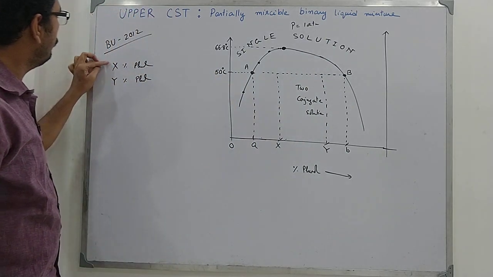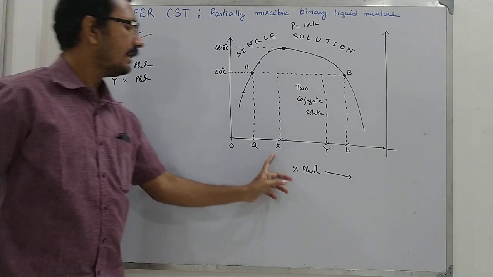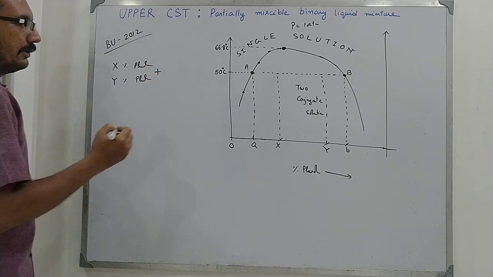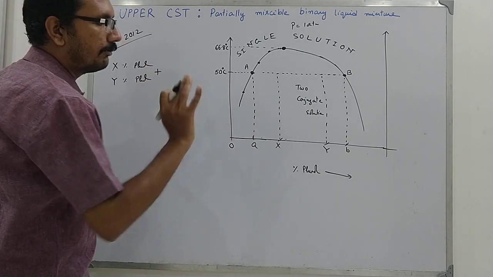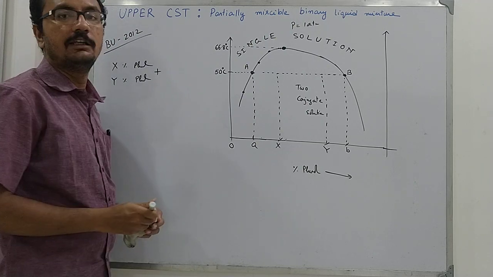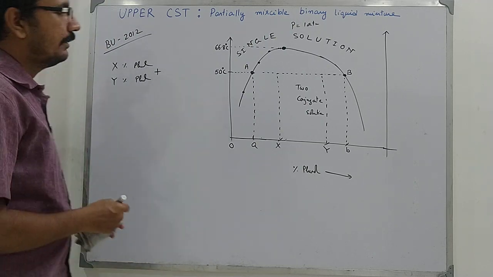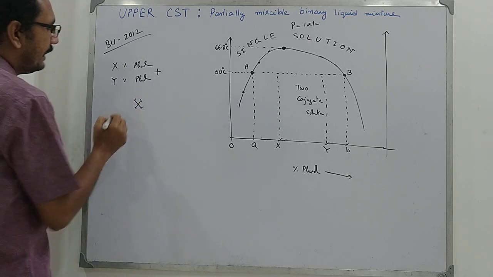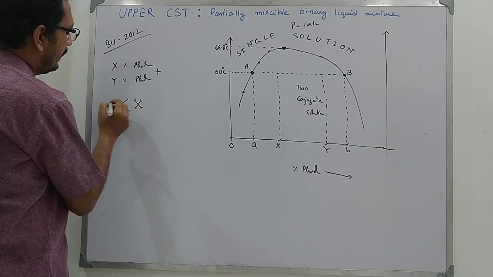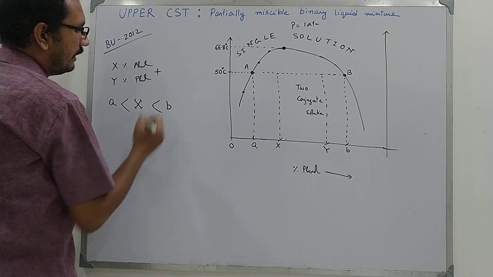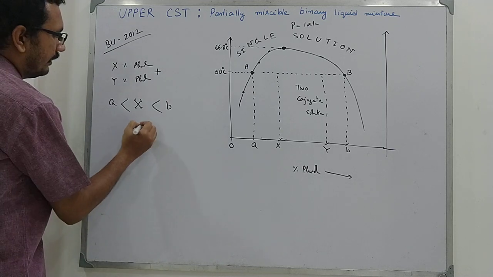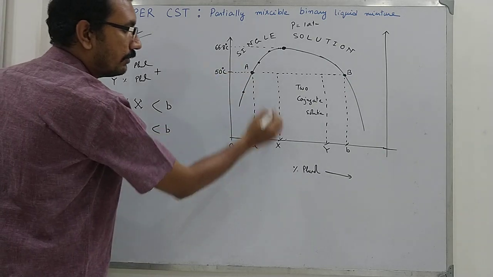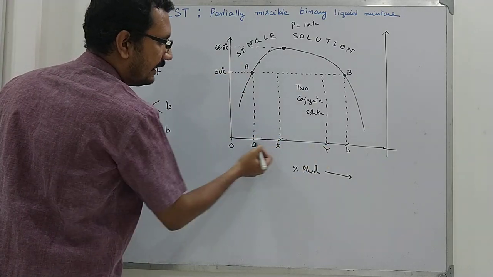And they have given you two different solutions having percentage X% and Y%, and they told you to mix them up, shake thoroughly and allow to settle. What will happen? The question is what will happen to the solution. Now see, what is X? X is greater than A, less than B in composition, and Y is also less than B and greater than A. This has been given in the question.